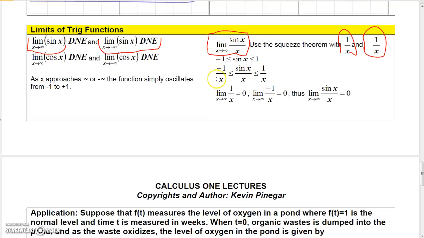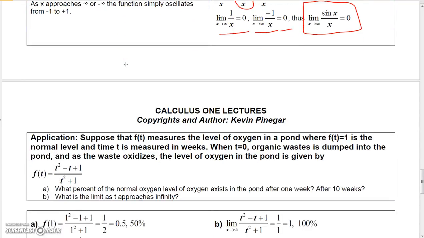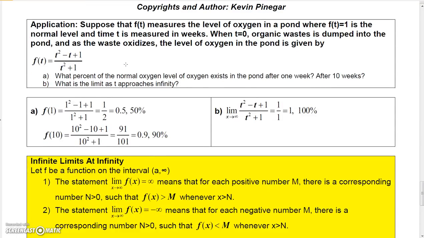Well, we know from earlier discussion that the limit of 1 over x as x goes to infinity is 0, and the limit of minus 1 over x as x goes to infinity is 0. And since we have the sine x over x function trapped between the two, that function must also go to 0 as x goes to infinity because of the squeeze theorem. Alright, let's look at an application.